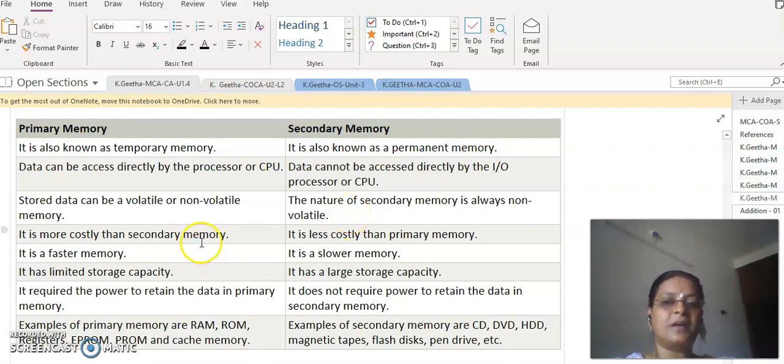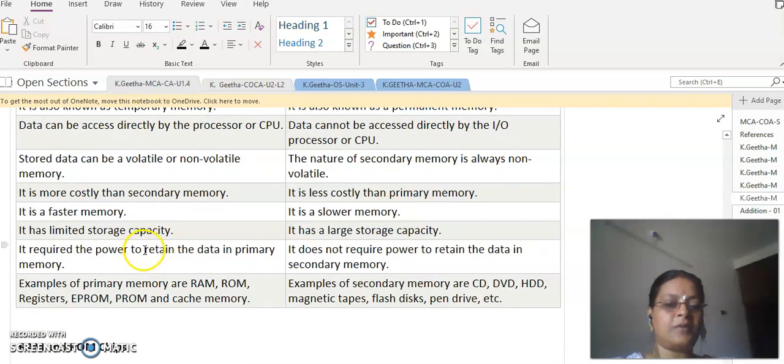And of course the primary memories are costlier, and they are faster when compared to the secondary memory, and capacity wise it is also limited. Then it requires more power to retain the data, because it sometimes needs to refresh the content if it makes use of dynamic RAM, whereas here no such power is required to retain the content. Some examples of the primary memory we have discussed so far are RAM, ROM, registers, EPROM, PROM, all variants of ROM, and the cache memory; all come under the category of main memory.